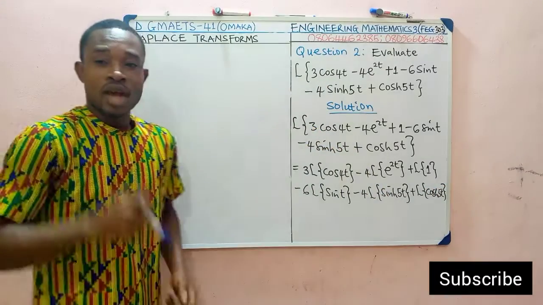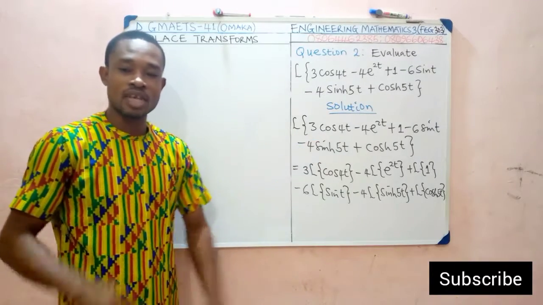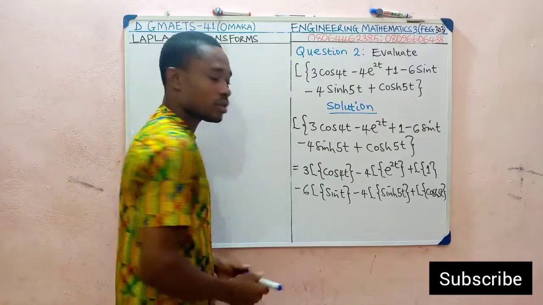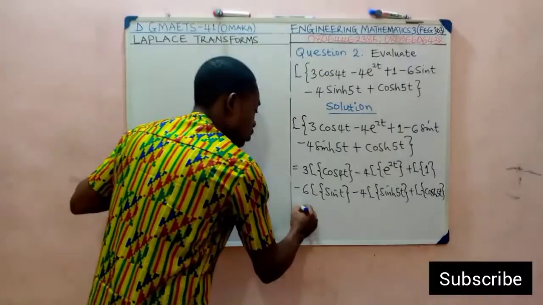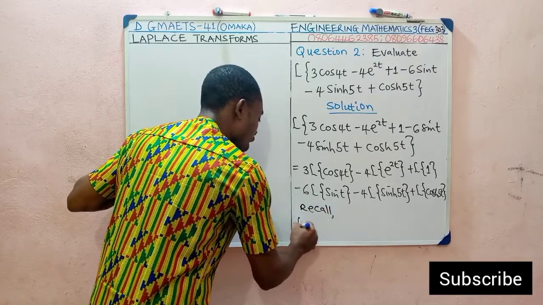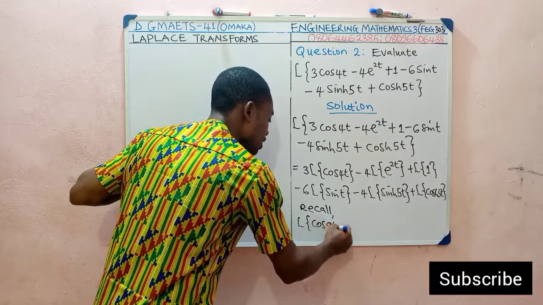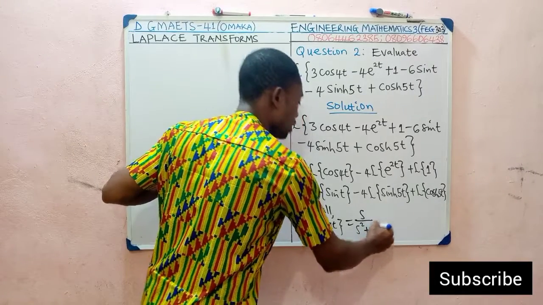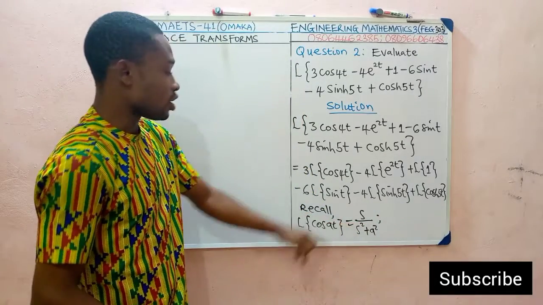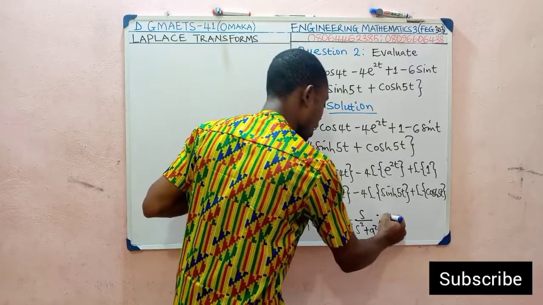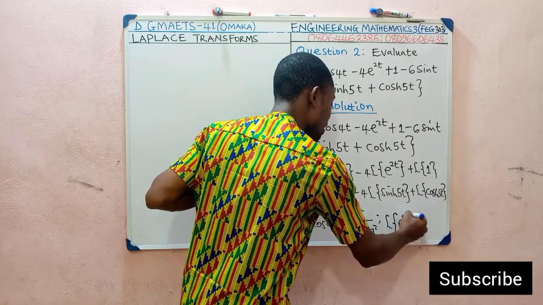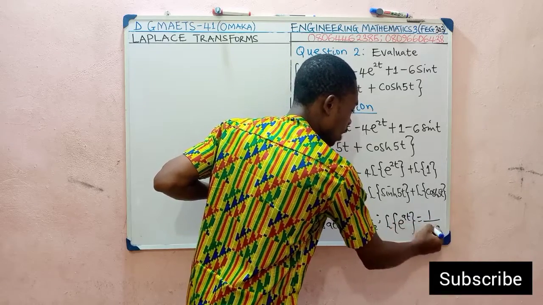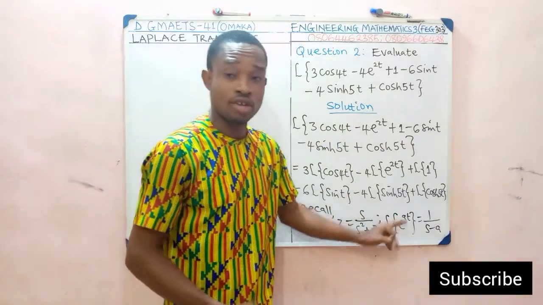Good. I'll now obtain the Laplace of each of them. You know that the Laplace of cos at is equal to s all over s squared plus a squared. That is for cos. The next is the standard Laplace of exponential at, which is equal to 1 all over s minus a. 1 over s minus a, because this is plus a, you know.